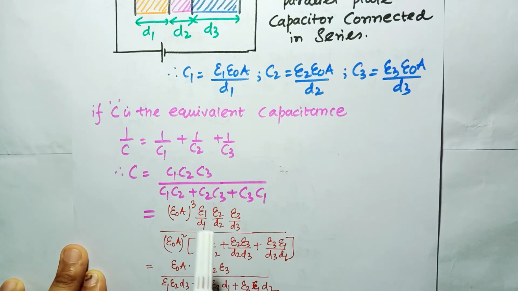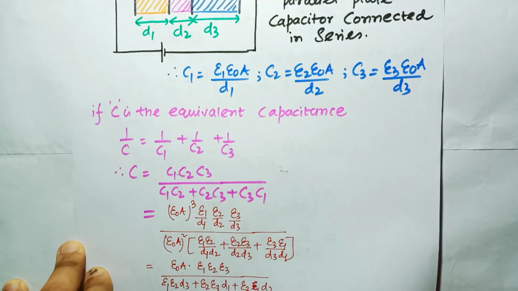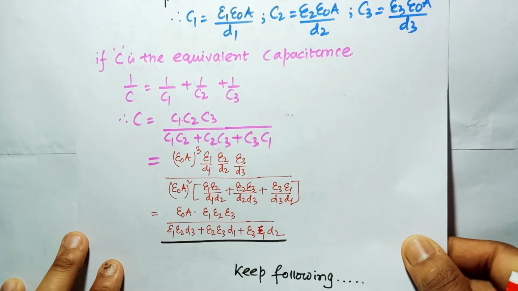Now if I put in the values of the individual C1, C2 and C3, what will I get? Epsilon naught A whole cube times epsilon 1 by D1, epsilon 2 by D2, epsilon 3 by D3, divided by epsilon naught A whole square times epsilon 1 epsilon 2 divided by d1 d2, plus epsilon 2 epsilon 3 divided by d2 d3, plus epsilon 3 epsilon 1 divided by d3 d1.